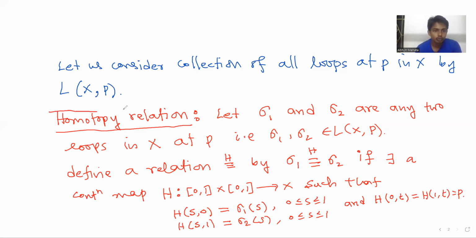So if we take two loops, let's say sigma 1 and sigma 2, in the space X at the point P, we'll call sigma 1 homotopic to sigma 2 if there exists a continuous map H from the closed interval [0,1] cross the closed interval [0,1] to X, such that at time 0 we are at the sigma 1 loop and at time 1 we are at the sigma 2 loop. And for every time, the image under the homotopy is a loop. So this part is basically telling us that.